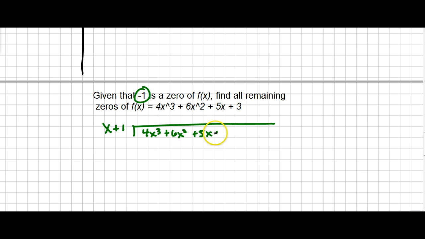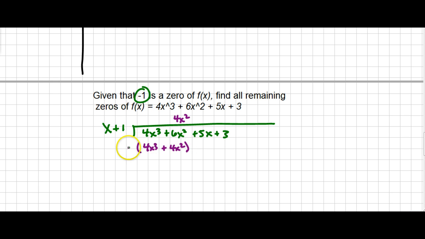Now this time I didn't do the conjugate because this is not imaginary. If it was negative 1i, I would have had another factor that I could have found. But they only give me one, so I'm just going to go with what I've got. So now I'm going to do long division. X into 4x cubed is going to be 4x squared. 4x squared times both of those is going to be 4x cubed and 4x squared.